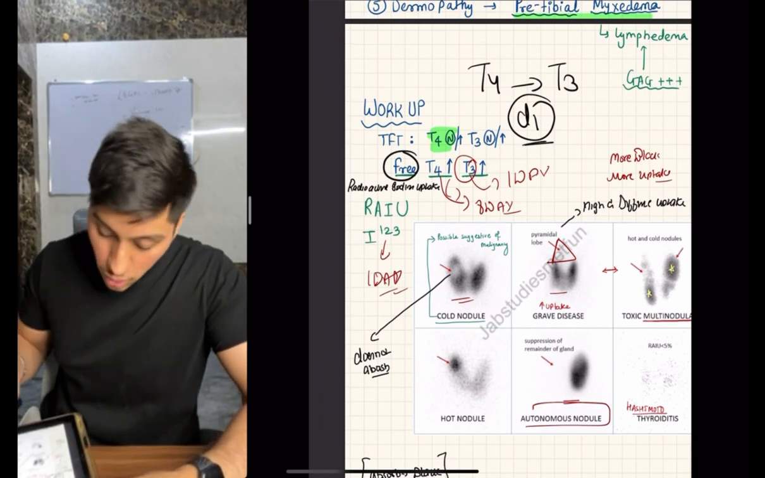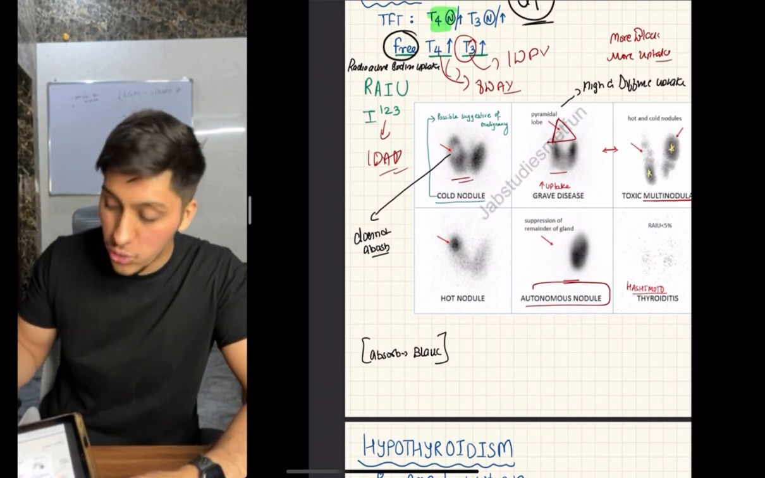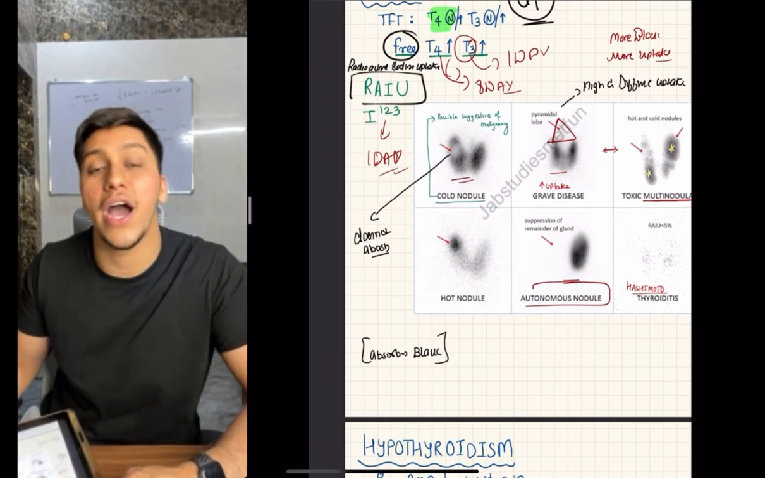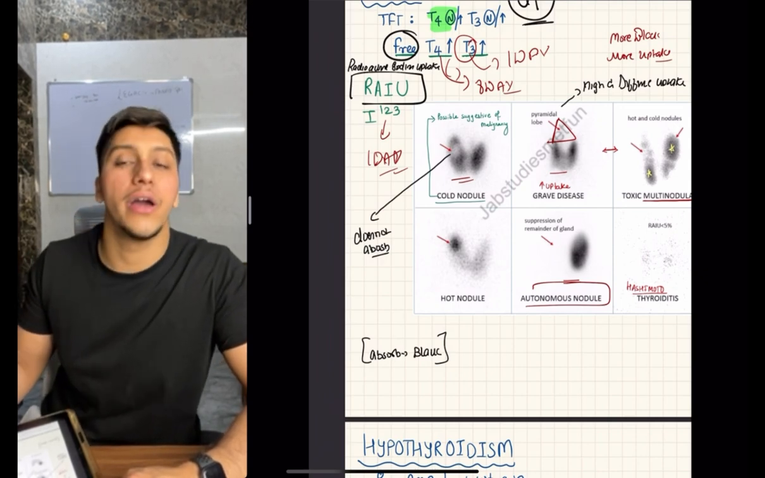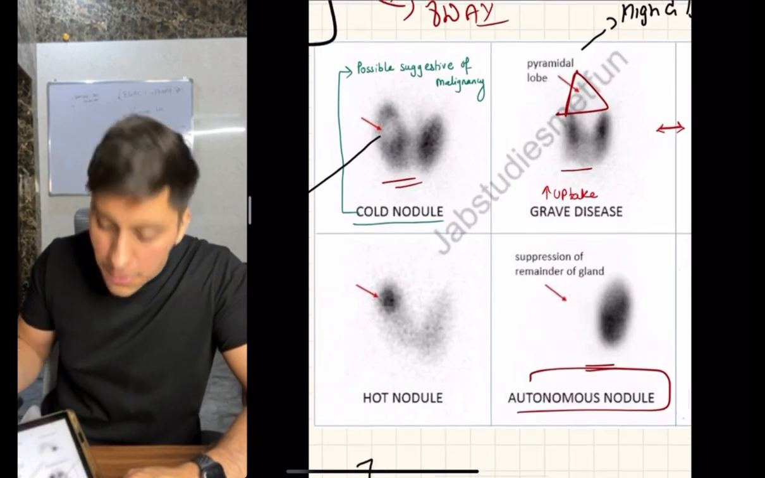All right. So if you talk about how to investigate what type of thyroid issue there is, it is known as radioactive iodine uptake. Now whenever a part of the thyroid gland takes up too much iodine, it is going to be black in color.